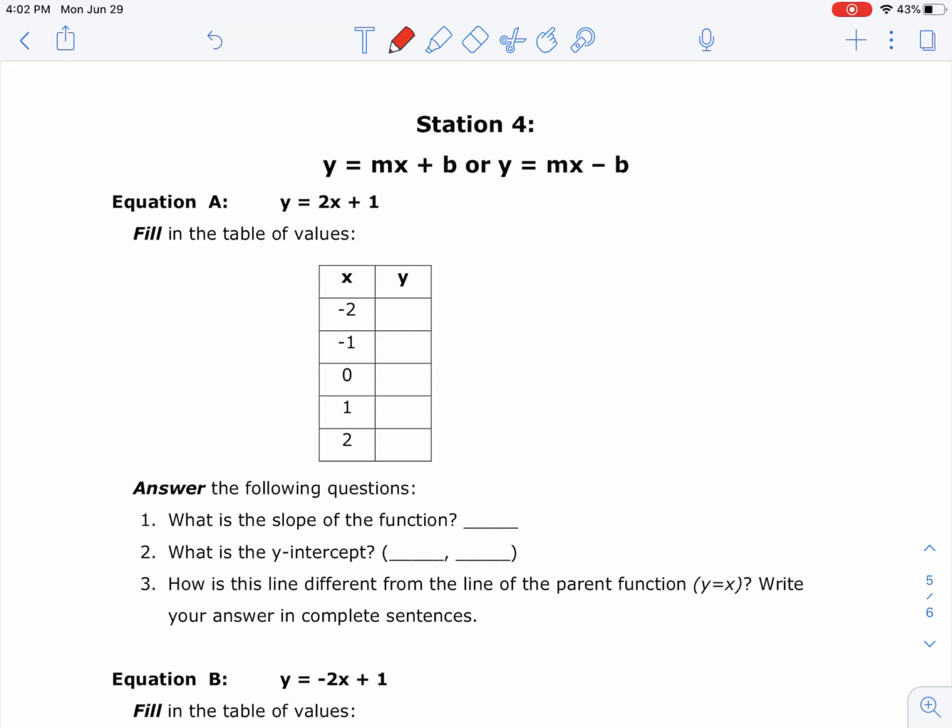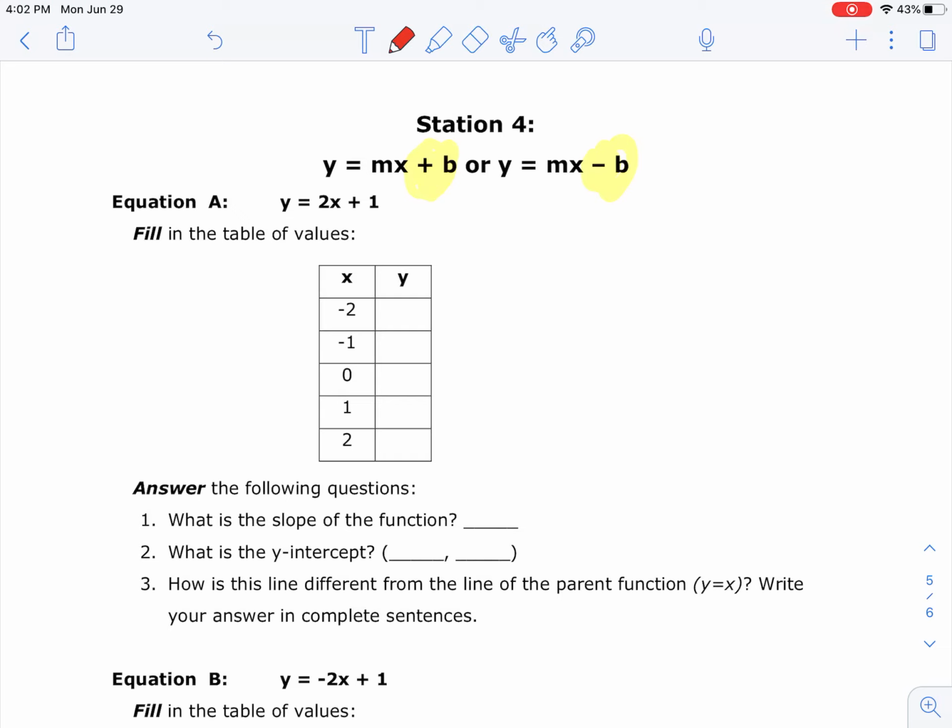All right, so station 4, y equals mx plus b or y equals mx minus b. This is just to tell you that the b could be positive or the b can be negative. But the standard way we say it is y equals mx plus b. So now we're looking at tables. So equation A, y equals 2x plus 1. Fill in the table of values.